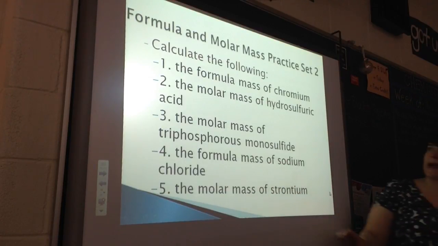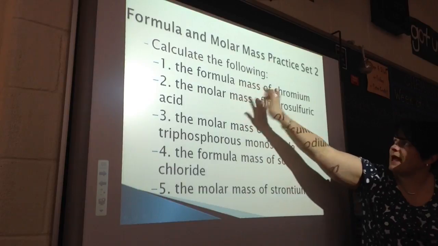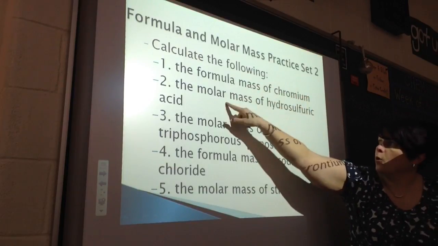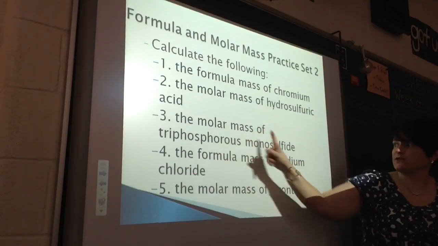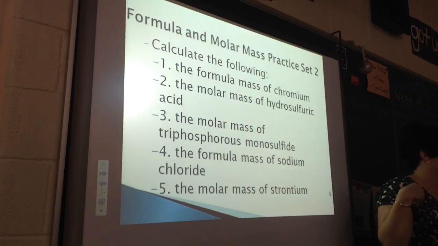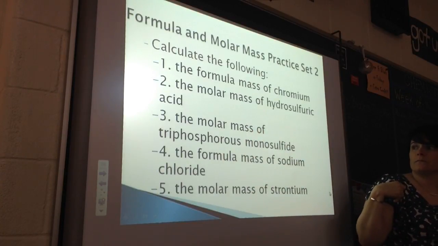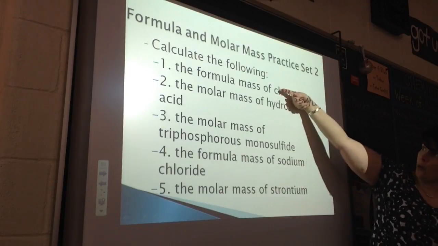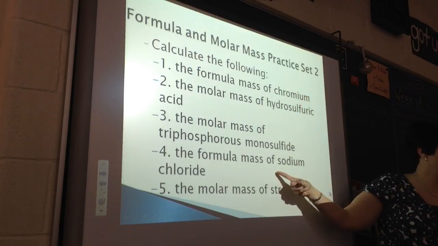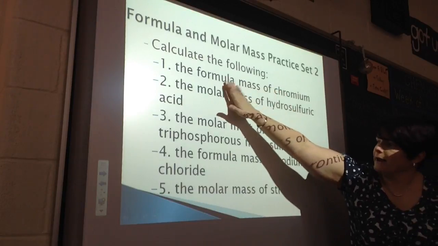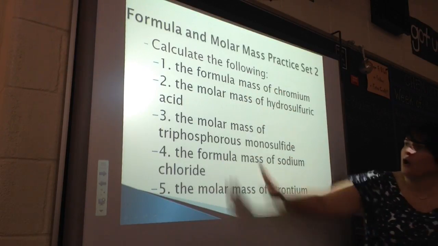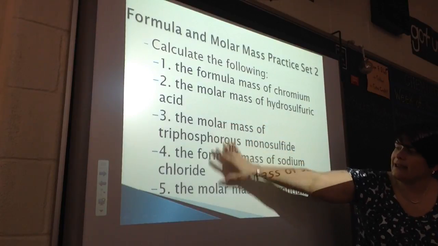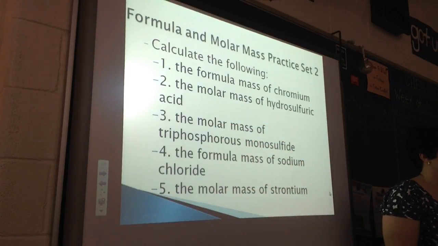Be sure that you're writing this down correctly. Formula mass, chromium. Molar mass, hydrosulfuric. Molar mass, triphosphorus monosulfide. Number 1 and number 4 will have what unit on the answer? AMU. 2, 3, and 5 will have what unit on the answer?